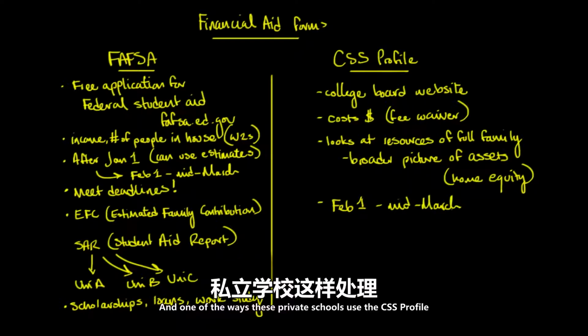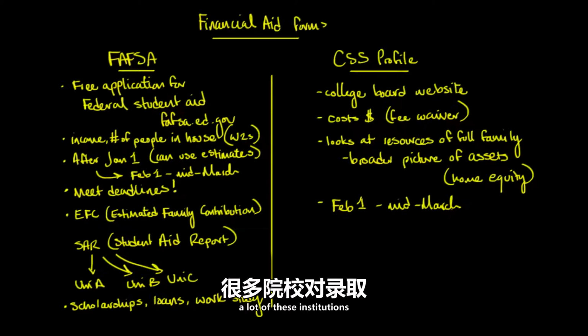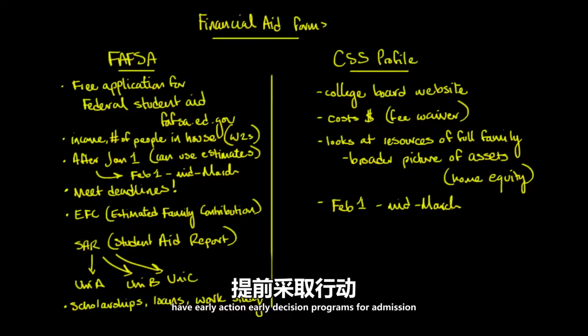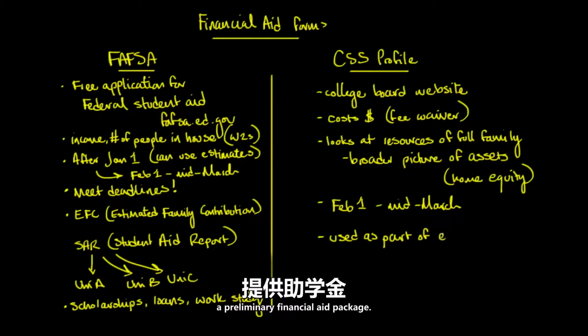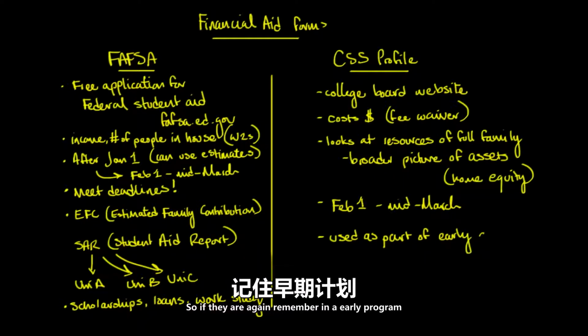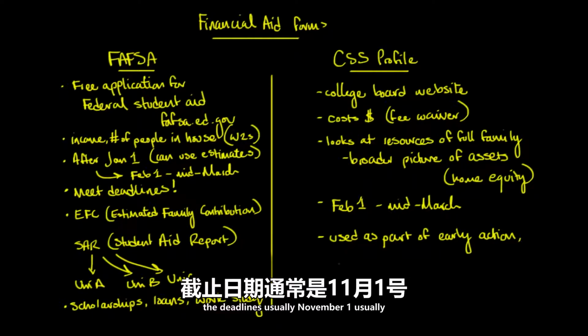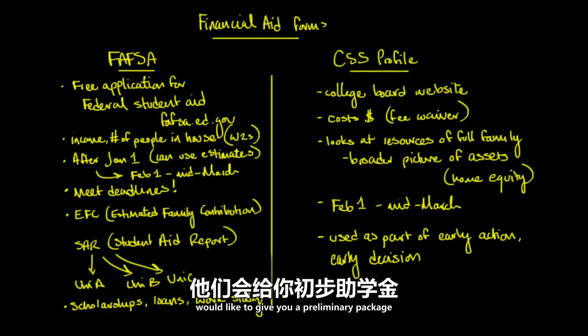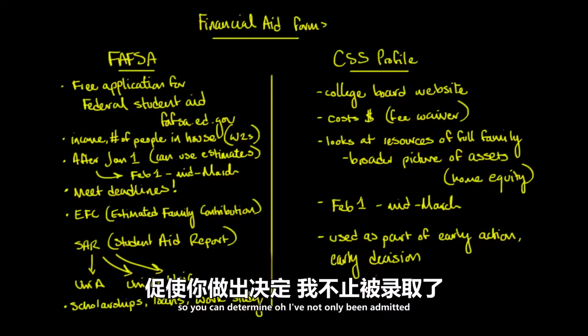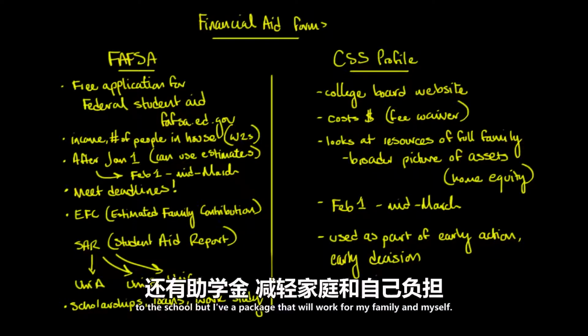And one of the ways that these private schools use the CSS profile is that a lot of these institutions have early action and early decision programs for admission. So they use the profile as a way to give students a preliminary financial aid package. Remember, in an early program, the deadline's usually November 1. Usually you find out sometime in the middle of December. And once you get the decision in December, they also would like to give you a preliminary package so you can determine, not only am I admitted to the school, but I have a package that will work for my family and myself.